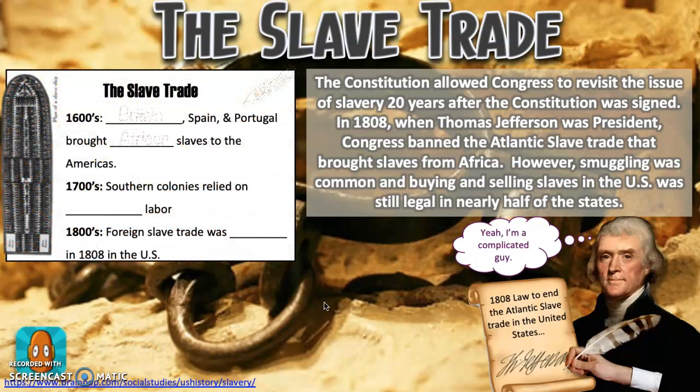So in your notes, you're going to fill in these blanks. For the 1600s, Britain, Spain, and Portugal brought African slaves to the Americas. In the 1700s, southern colonies relied on slave labor. And in the 1800s, foreign slave trade was banned in 1808 in the U.S.